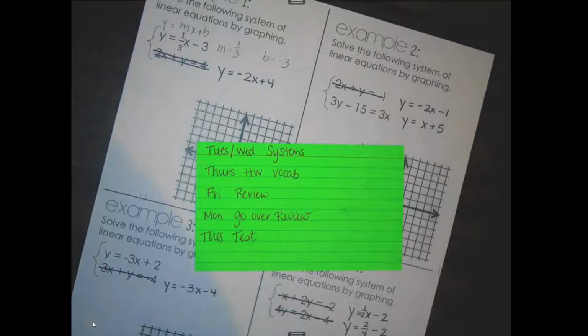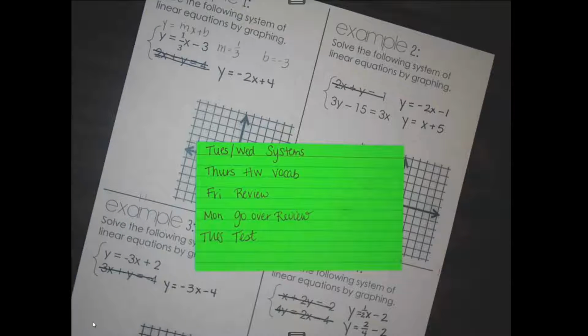On Thursday is our homework and vocab day. Friday, you're going to do a review on your own. And then on Monday, you're going to go over that review sheet. I haven't decided yet on Friday if you're going to turn in the review or not, but on Monday, we're going to go over the review sheet. I might give you the answers to it. Students in class will be able to ask questions. You can always email me questions. And then Tuesday, you have a test over it. So that is the next couple days schedule in this class.